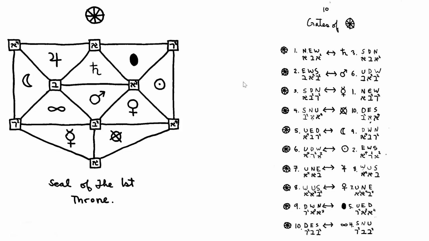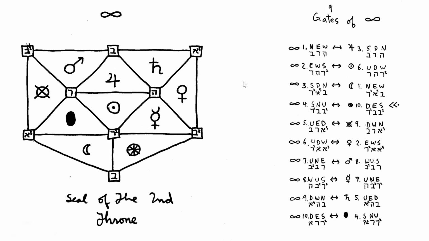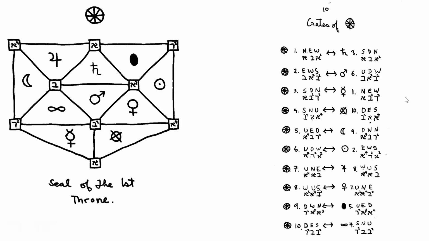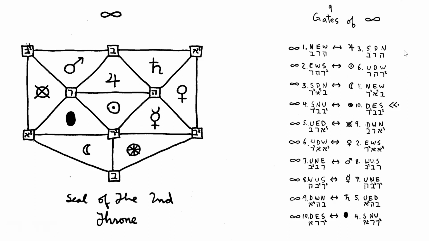So here is the seal of the gate of Chokhmah. And I don't think I have to explain all this because it's all laid out. The only thing that I would add is you notice that for Kether, I said the 10 gates of Kether, and then for Chokhmah, I said the 9 gates of Chokhmah.